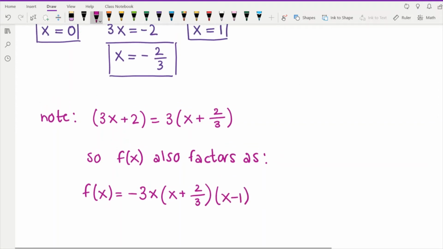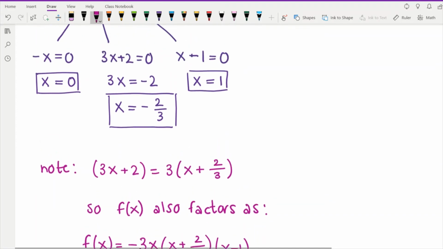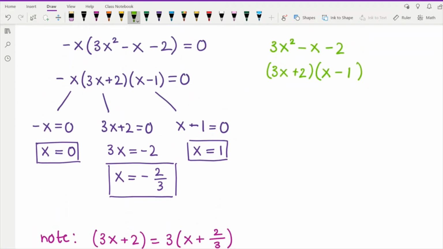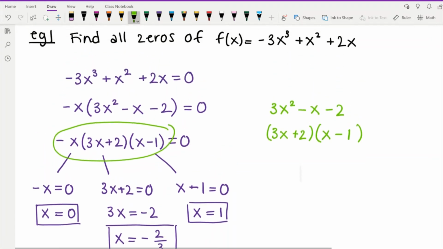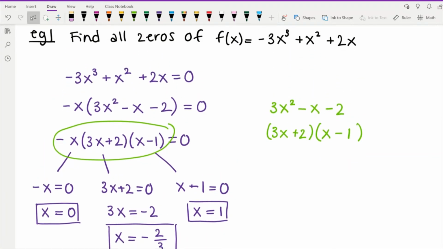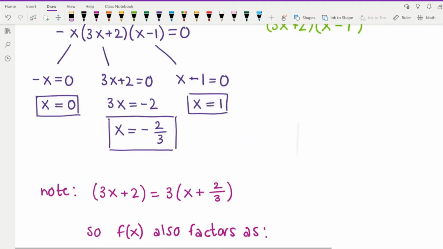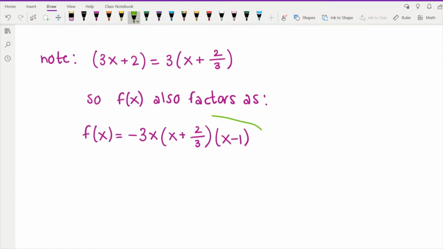If you don't believe me, you could check this by multiplying it out. If you were to take this expression here and multiply it out, you would get the original polynomial, negative 3x cubed plus x squared plus 2x. And if you were to do the same thing with this, you would still get that same polynomial. I would encourage you to try that yourself, just to demonstrate to yourself that they actually are the same expression.